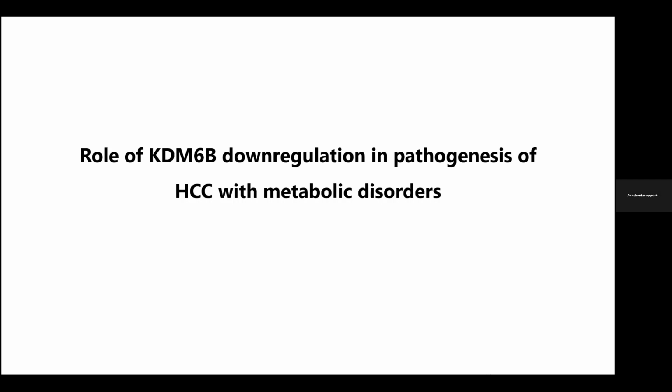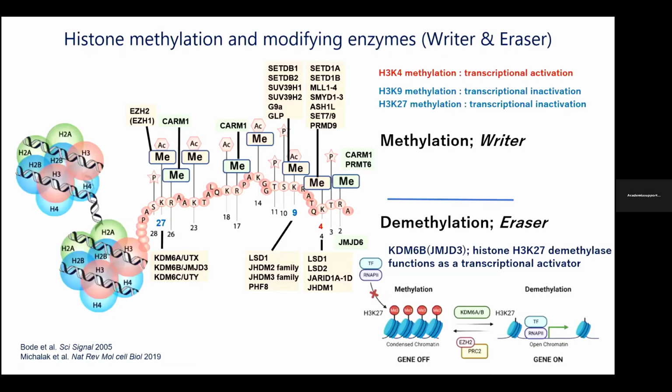Second, we analyzed the role of KDM6B downregulation. Histone methylation is one of the epigenetic systems for activation or inactivation of gene expression. KDM6B is a histone-modifying enzyme, an H3K27 demethylase that functions as a transcriptional activator.